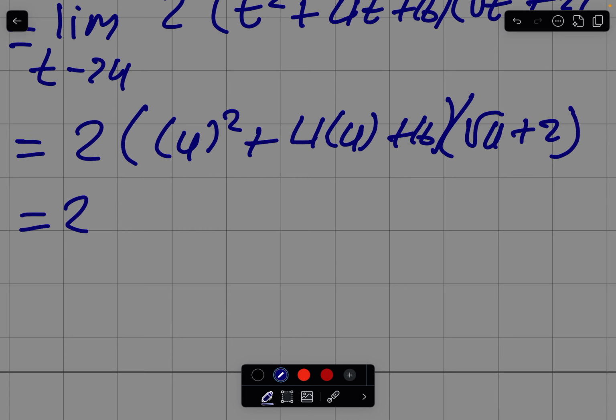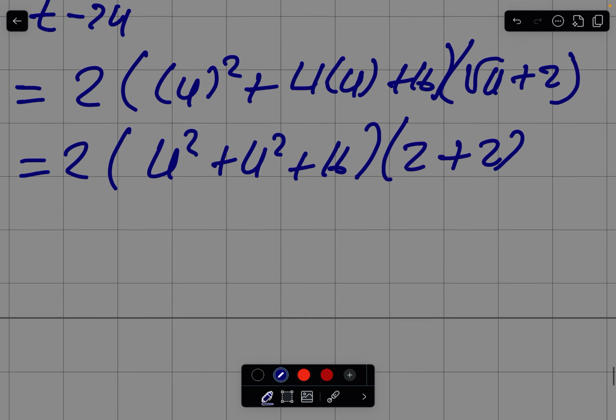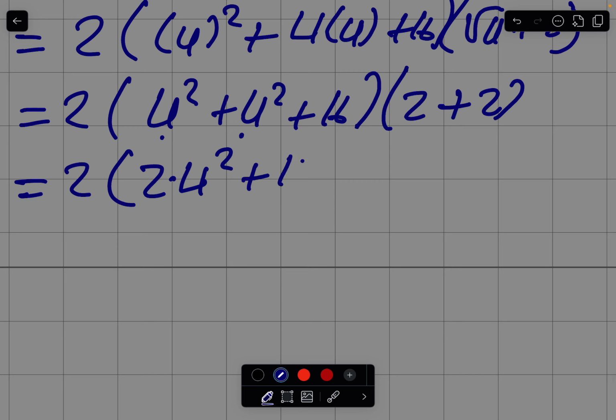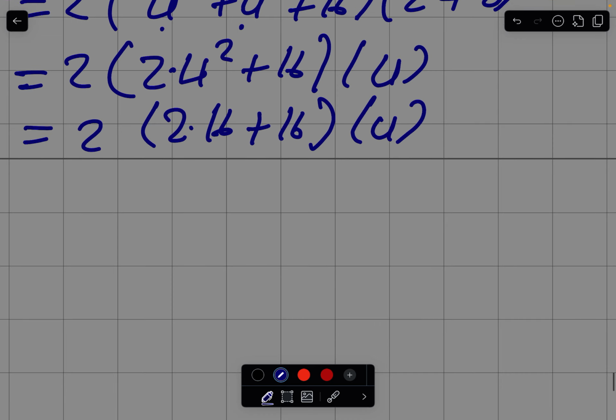Let's try to answer this question without the use of a calculator. I want to see something. We have 4 times 4, the same as 4 squared, plus 16. Square root of 4 is 2, plus 2. Understand? Therefore, you're going to have 2 into 4 squared, which is the same as 16, plus 16. 2 plus 2 is 4. We have 2 multiplied by 16 plus 16.